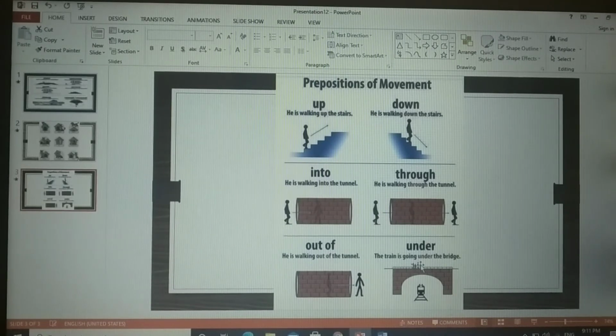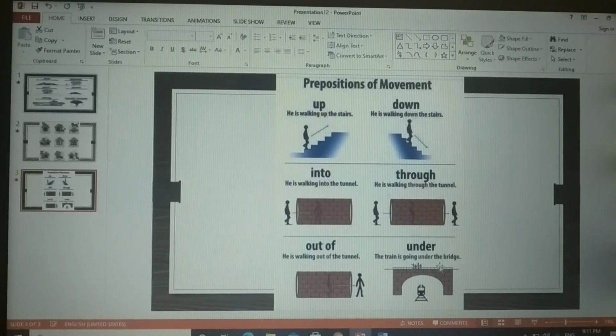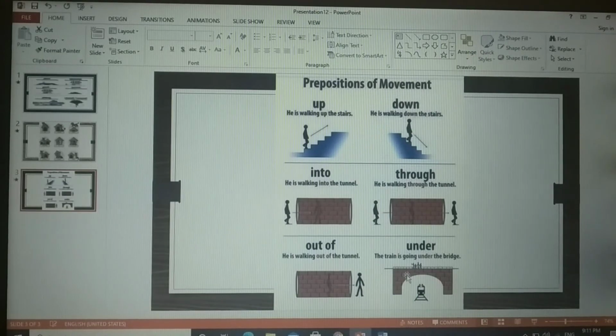Under, the train is going under the bridge. A bridge has an upper part. I was walking over the bridge. As you see, in this small picture from here, the people are walking over the bridge. But as the bridge is in the over part of the road, we can say under the bridge, the under part. The train is going under the bridge.